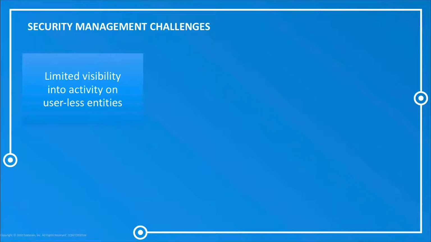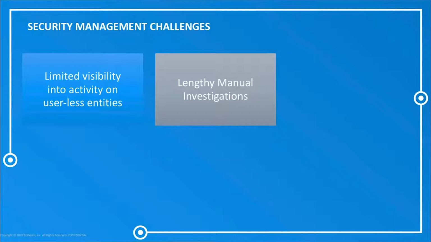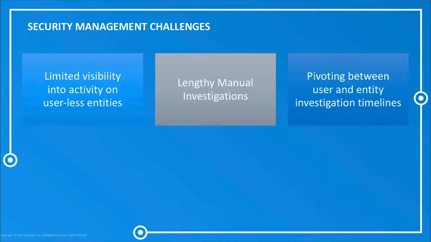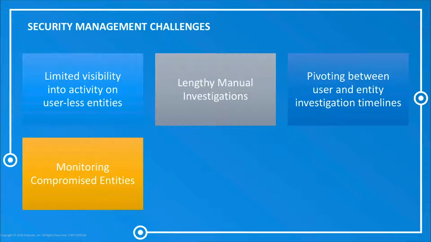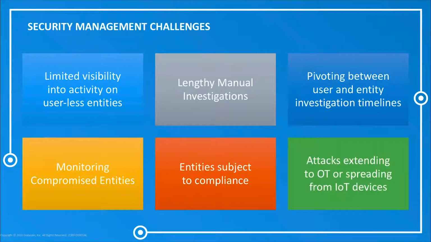Common challenges include: enterprises have limited visibility into machine or device activities. With legacy security tools, security investigations are usually lengthy and manual. One such manual effort is pivoting between user and machine investigation timelines. Monitoring compromised assets, which may include executive assets, critical servers, and databases. Monitoring for security compliance around entities. And finally, attacks extending to operational technology environments or spreading from IoT devices.